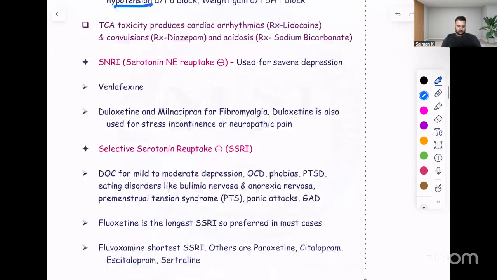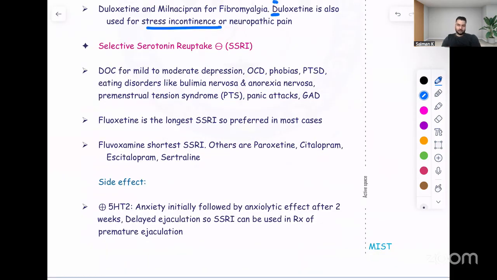Next thing is these guys, what we call SNRI. These are the newer drugs that we use for depression. The medicines in this list are drugs like venlafaxine, duloxetine, etc. What is very important for us is this medication called duloxetine. Duloxetine is used for stress incontinence. So again, you need to memorize it decreases urination. Duloxetine is once again, what is it doing, sir? It decreases urination.